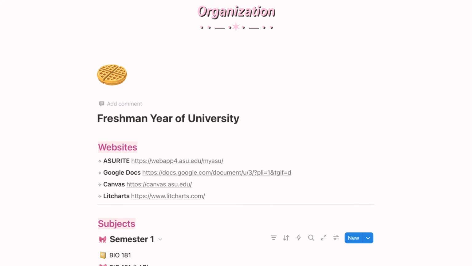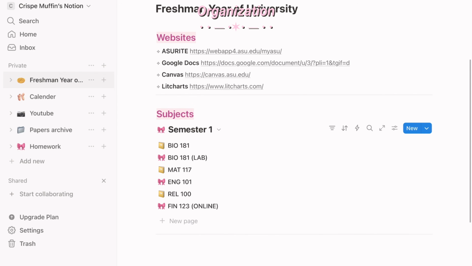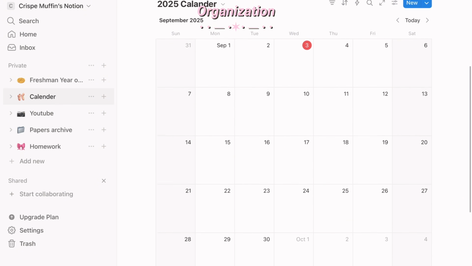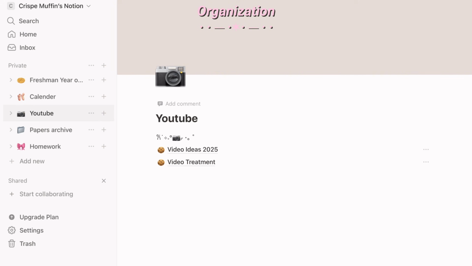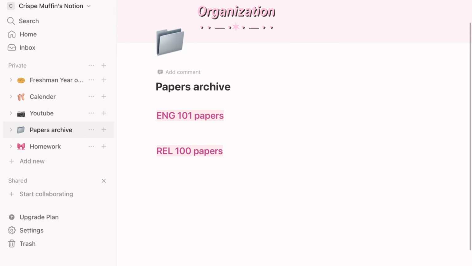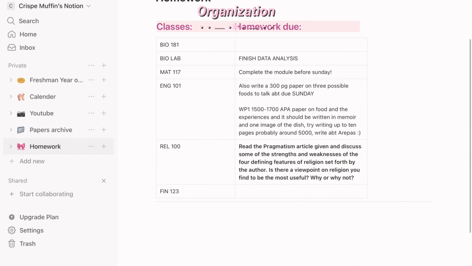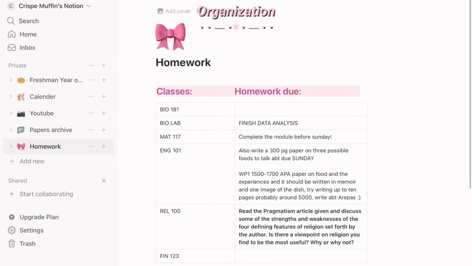I don't really have a complicated organization system. I just like having everything in its reserved part. So in bio, I have the equivalent of two binders, each containing my lecture notes. And then I have a calendar binder, YouTube binder, homework, papers, and so on. So you guys can see how neatly organized it is.